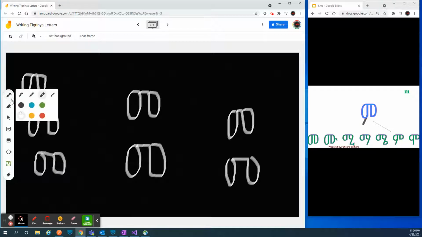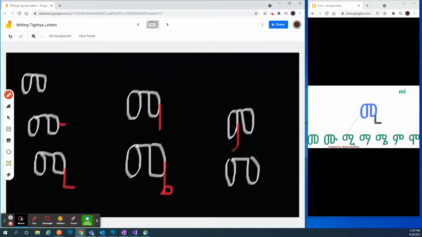So now I will add some features, things like round or lines to me, and then we will be able to write the trailing alphabets of me. So for example, this is mu, this is mi, this is ma, this is me, this is me, this is mo.